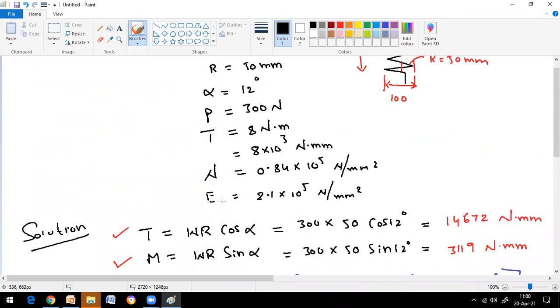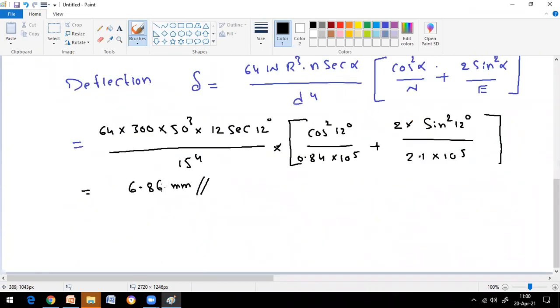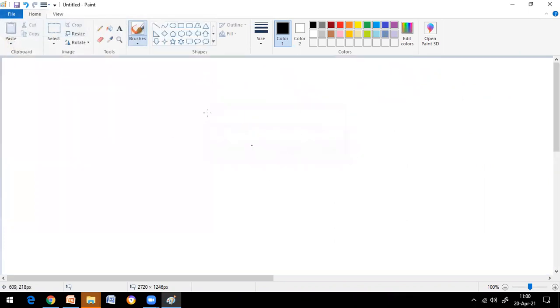Okay, let me take a new page. So this is the deflection. Now, after getting the deflection as 6.86 mm, first let me calculate the bending stress. In the previous part I have calculated the moment, but I need to know the bending stress of the open coil helical spring. For that, I have to use the bending stress equation.